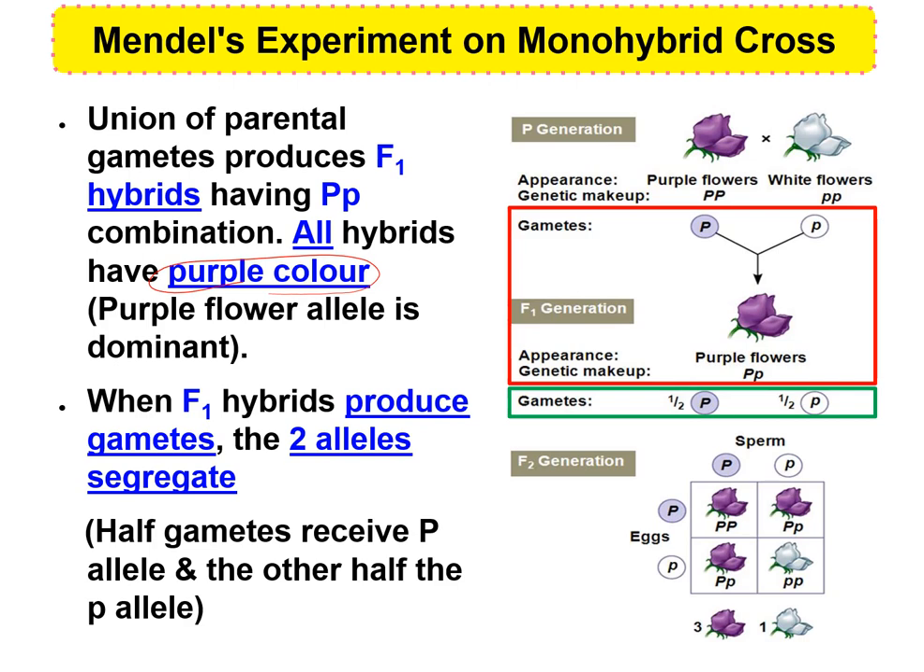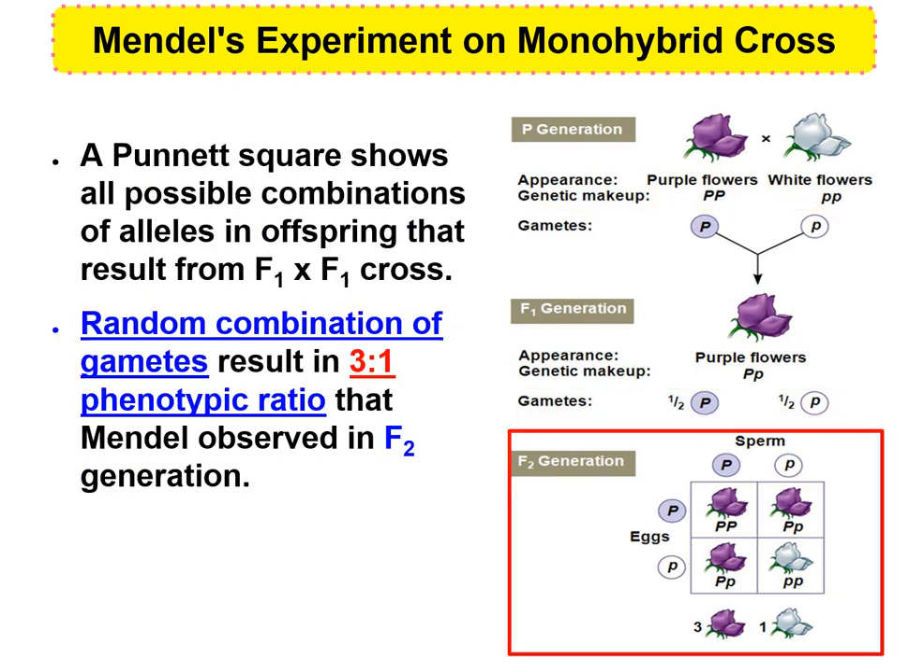And when F1 hybrid produce gamete, they have two alleles. Okay? They have two different alleles. The gamete have two different kinds of gamete. First, the gamete that carry dominant P. Then they have the gamete for small P, recessive P. In cross between F1 generation, in the self cross, we see that that is what we call a self cross, because Mendel let the F1 generation self cross.